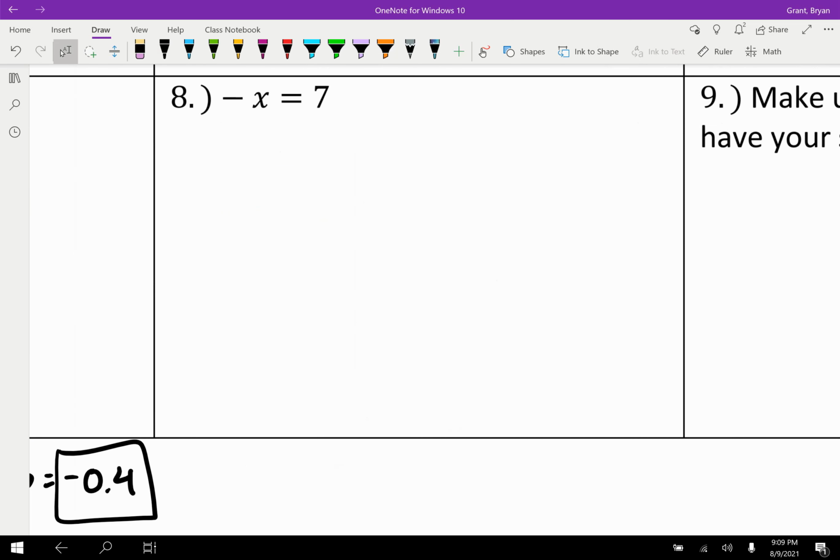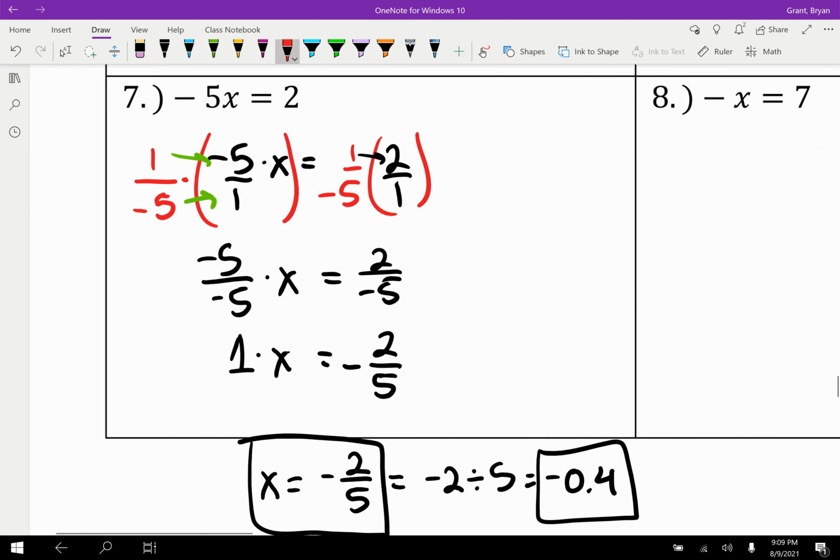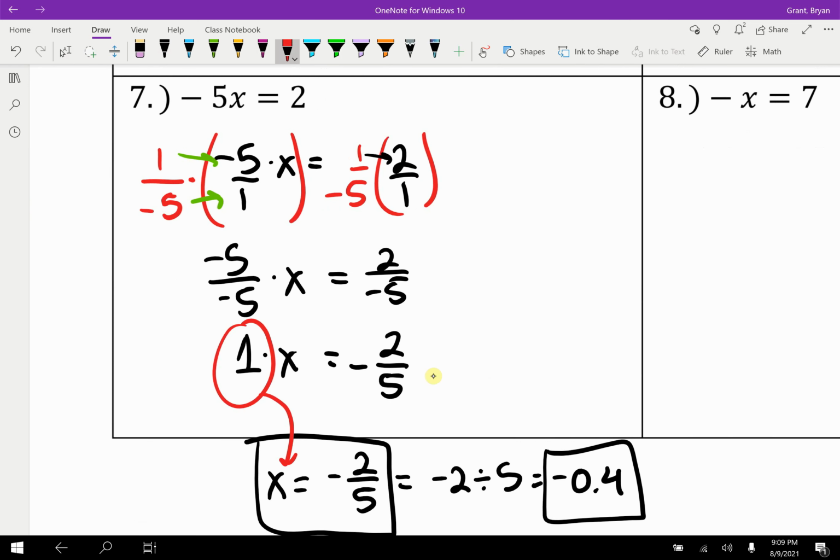All right, problem 8. Negative x equals 7. Well, what's happening here? You might say, oh, is 0 subtracting by x? Well, kind of. But actually, I would argue that there's multiplication at play here. In particular, we learned, and we just did this, that if you have a 1 multiplying, you don't need to write it. What if you had a negative 1 multiplying? Well, you wouldn't need the 1, but you'd leave the negative.